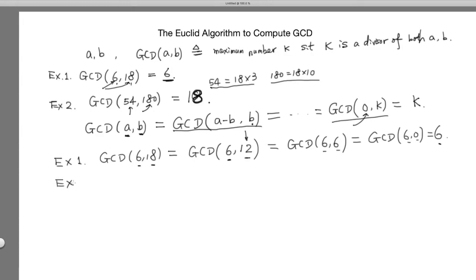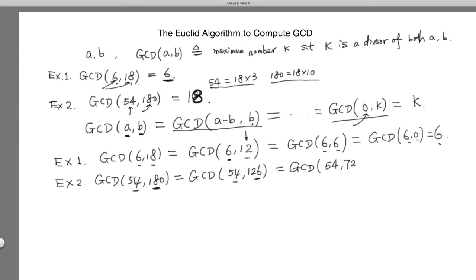Let's look at the second example of GCD: 54 and 180. First step, 180 is the large number, 54 is the smaller number. We replace the large number by the difference, so GCD of 54 and 180 minus 54, which equals 126. This is the large number, this is the smaller number. Keep the smaller number, replace the larger number by the difference: 54 and 72.